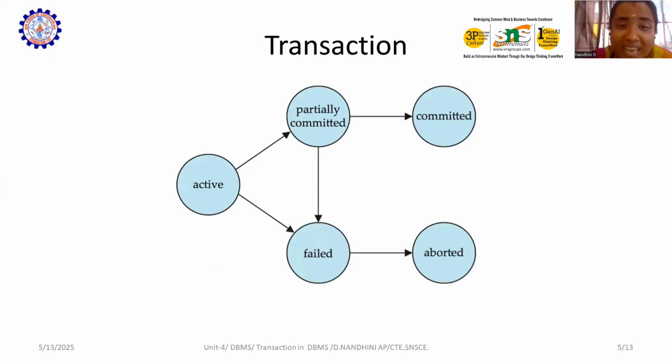The states are: active transaction, then partially committed, failure, and aborted. In the active transaction, both the accounts, account A and account B, get activated at the same time. So account A can transfer to account B, or account B can transfer to account A. Both are actively performed and work together.